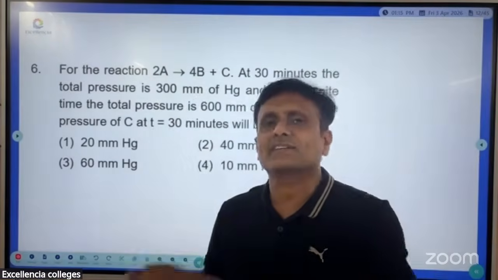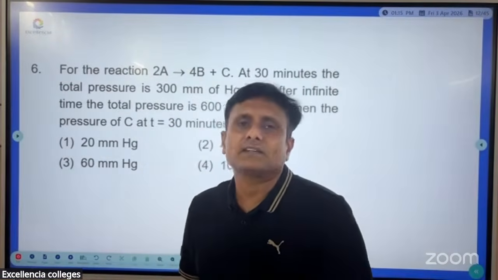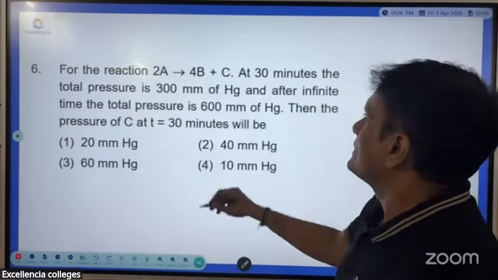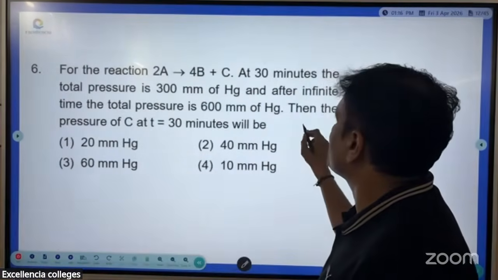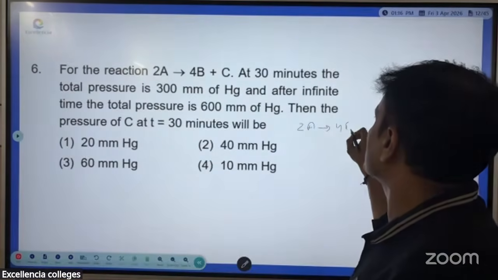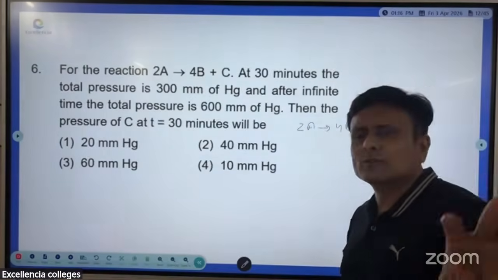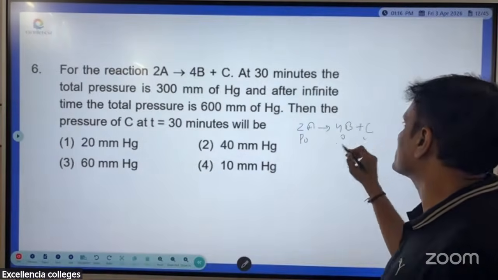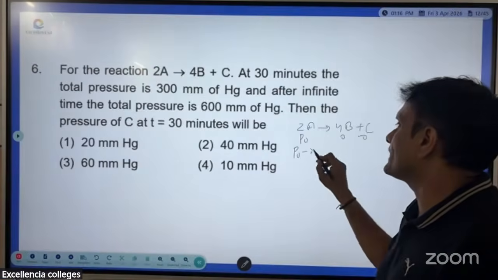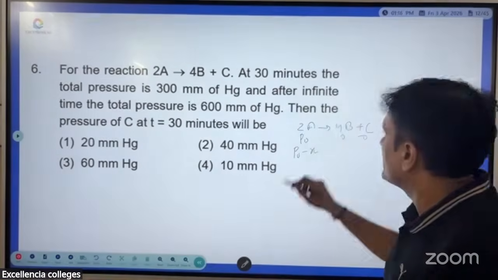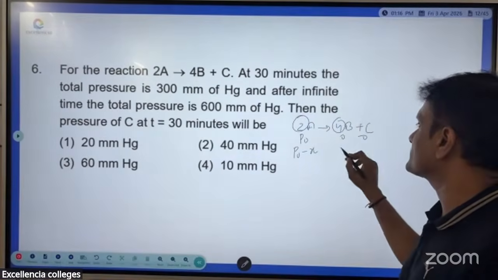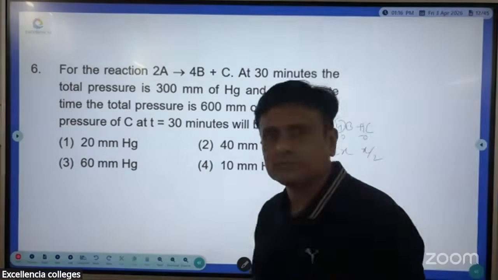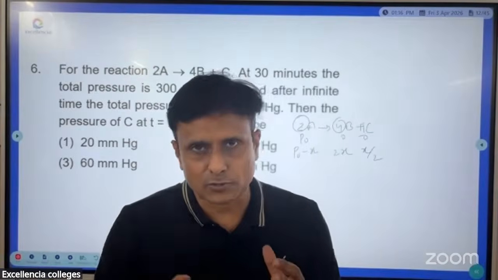Now come to chemical kinetics. The beautiful thing is that there are 2 questions from chemical kinetics in this session, which happens to be an interesting chapter. Now you've got something like 2A dissociating to give you 4B and C. Initially, we don't know how much of A is present. So let's assume the initial pressure of A is equal to P naught. And after some time, some pressure X has dissociated from A. You know the mole ratio 2:4. For X, you will be getting 2X, and 2:1 gives rise to X by 2. So this simple stoichiometry you should all know.